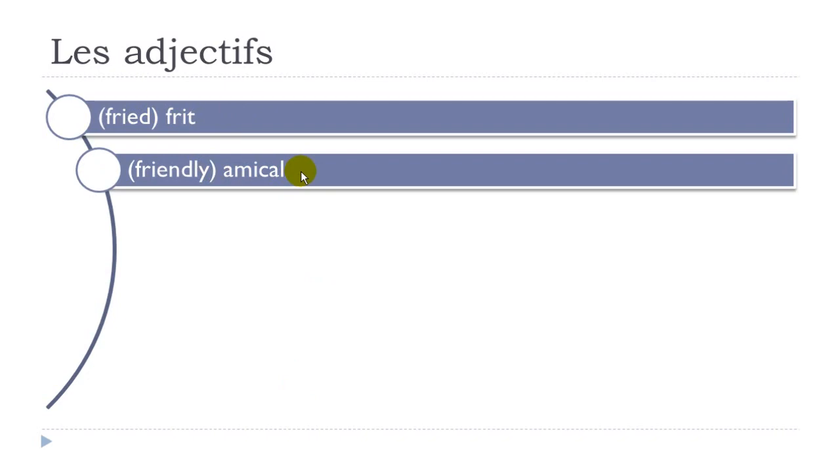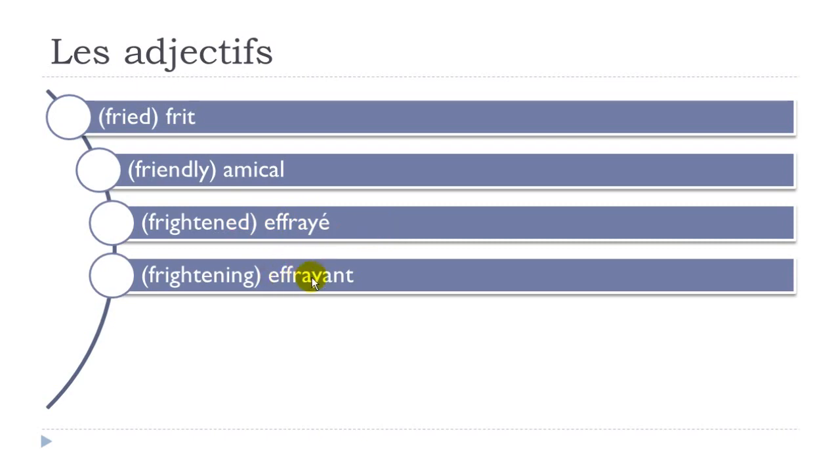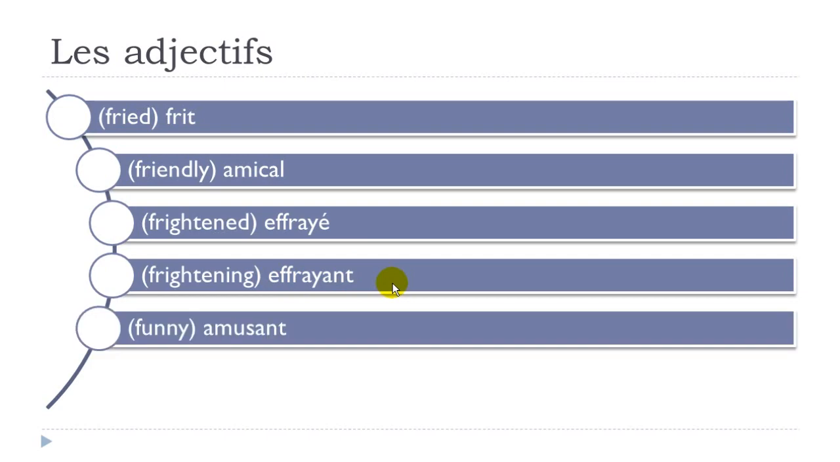Amical. Effrayé. Okay, remember, double F, so you open the E, so E, effrayé. And here you get this frayé, effrayé. Effrayant. Final T not pronounced. Effrayant. Amusant. Final T not pronounced. You've got only one S here between the vowels, so it's really this Z sound. Amusant. Amusant.